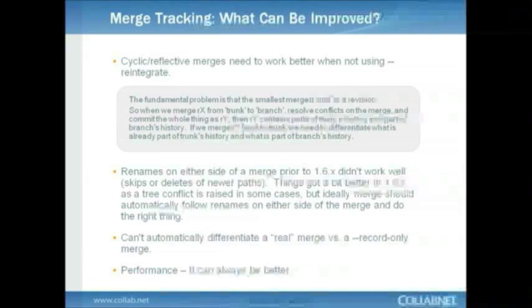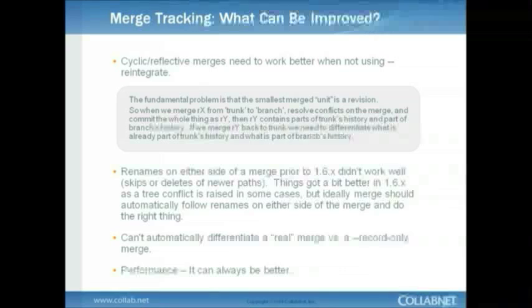Now, there are still a few things that can be improved regarding merge tracking. Let's talk about a few of the major points. The first, and one of the biggest: cyclic or reflective merges need to work better when we're not using the reintegrate option to merge. By cyclic merge, I mean one where a branch is merged back to the parent from which it was originally copied. This can be direct, or it can have several intermediate branches, but eventually it's cycling back to its common ancestor.